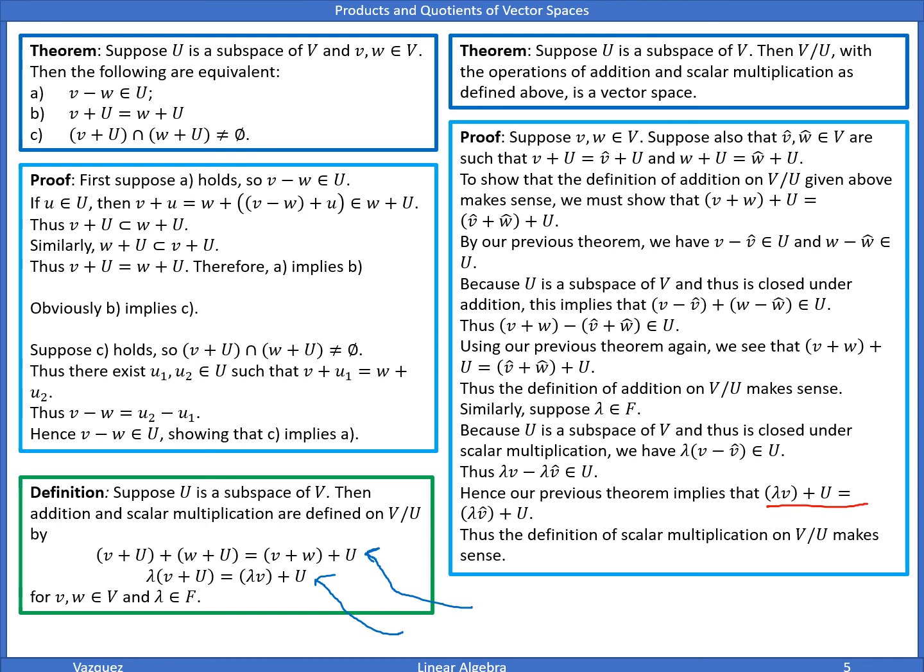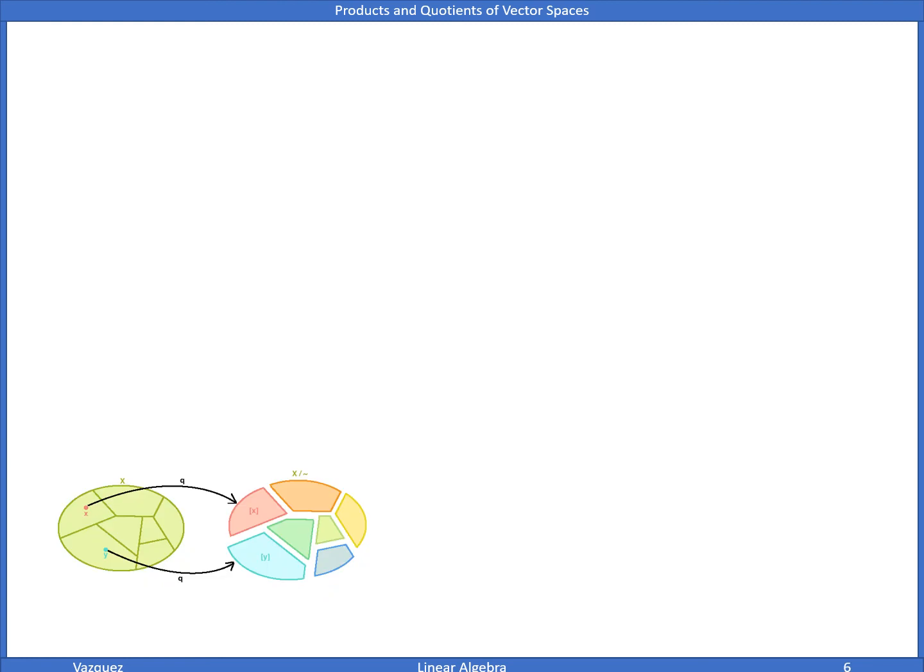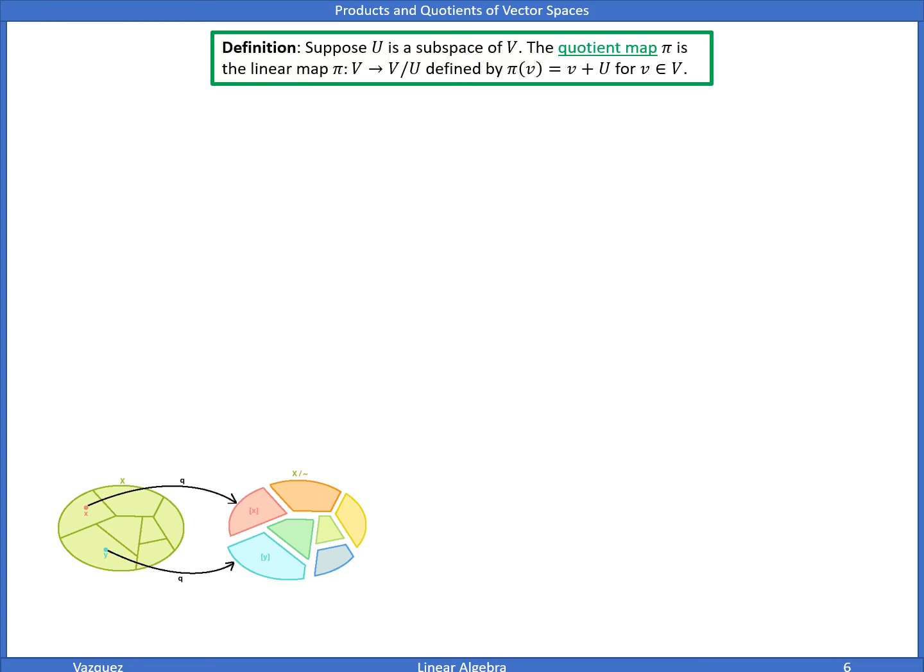So our last slide that we're going to go over, I included this picture here. It's similar to cosets, right? From abstract algebra, we have that partition. That's what we're kind of dealing with, right? But now in linear algebra and vector spaces and showing properties of them. We're going to be going over a quotient map. So here, suppose you have a subspace U of V, then the quotient map pi is a linear map that maps V to the quotient space V over U.